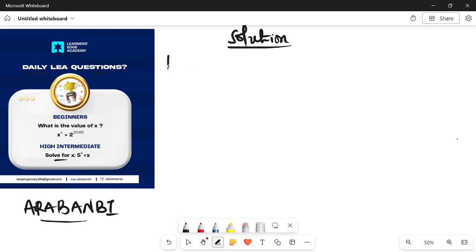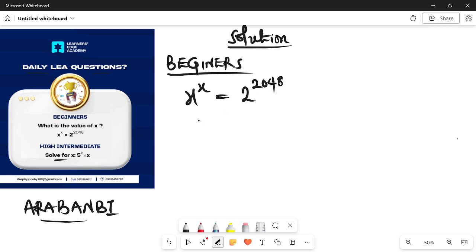Starting with the beginners part, as you can see, we have a question that says, if x to the power of x is equal to 2 to the power of 2048, we should find the value of x. Now, the first thing that should come to our head is, how do I even simplify this to start with? This question is called beginner because it's exponent, right? And obviously anything that has to do with exponents has to do with simplifying, knowing the exponent of stuff.